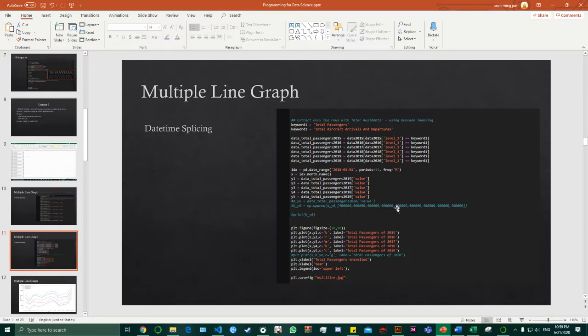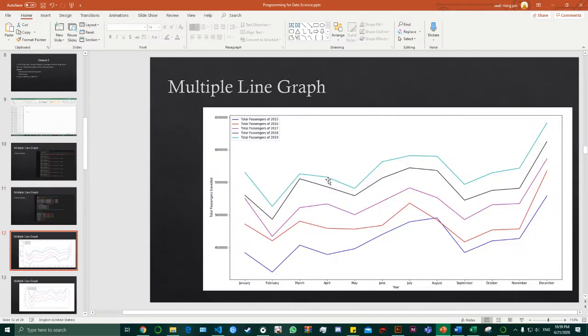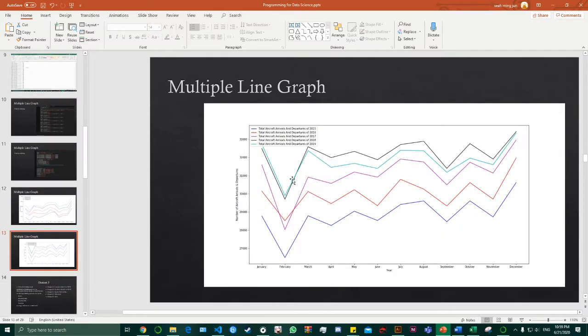So I have used two keywords because I want to create two multiple line plots. One contains total passengers, the other one contains total aircrafts. For the Y values, they'll be containing the passengers and aircrafts. For the X values, they contain Pandas date range, using all 12 of the months as month names. So this is what the line plots look like for total passengers, and this is what it looks like for total aircrafts arrival and departures from 2015 to 2019.